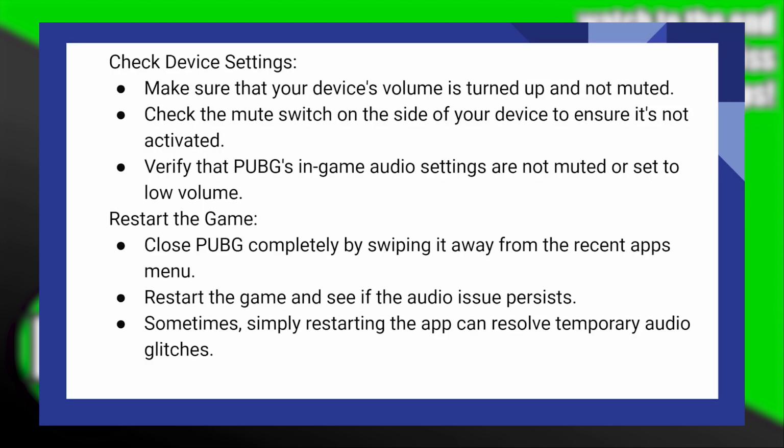Fixing PUBG audio problems on iOS is very easy to do. Today I'm going to show you how to do it. First, make sure that your device's volume is turned up and not muted. After that, check the mute switch on the side of your device to ensure it's not activated.